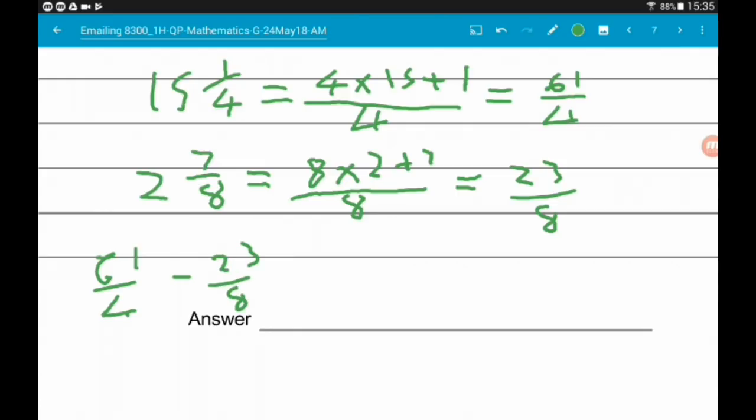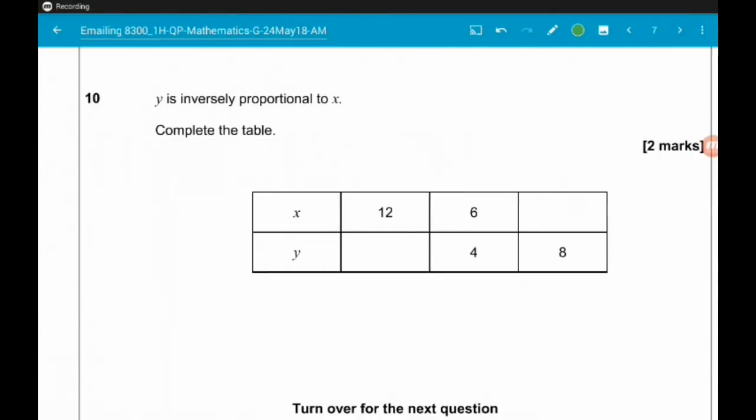Now, the easiest way to do this would be to go for common denominators. So we can turn 4 into 8 by multiplying by 2. So we got to do that to the top as well. So 61 quarters is 122 eighths. So we got that minus 23 eighths. And that is going to give us 99 eighths. Good times.